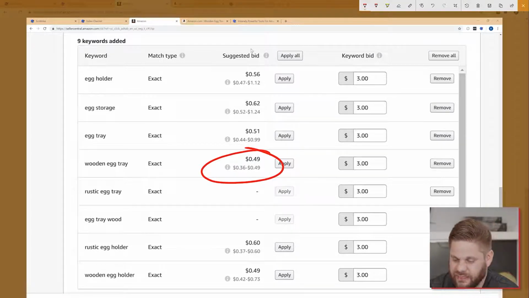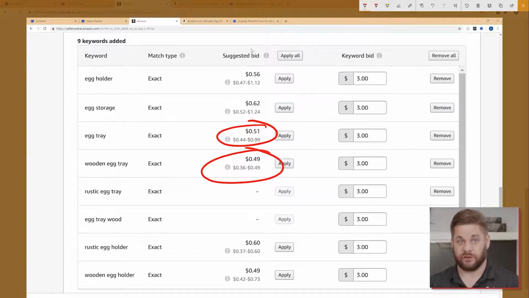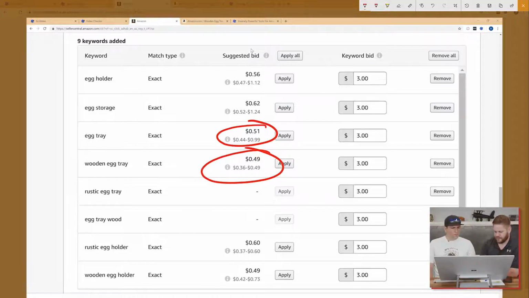We'll see how close I am. There are some things like egg tray, 44 to 99 cents. Remember, egg tray is very broad. There's a lot of people indexing and selling on egg tray. I think it's going to be much higher than that. Yeah, there's a lot of variables here.